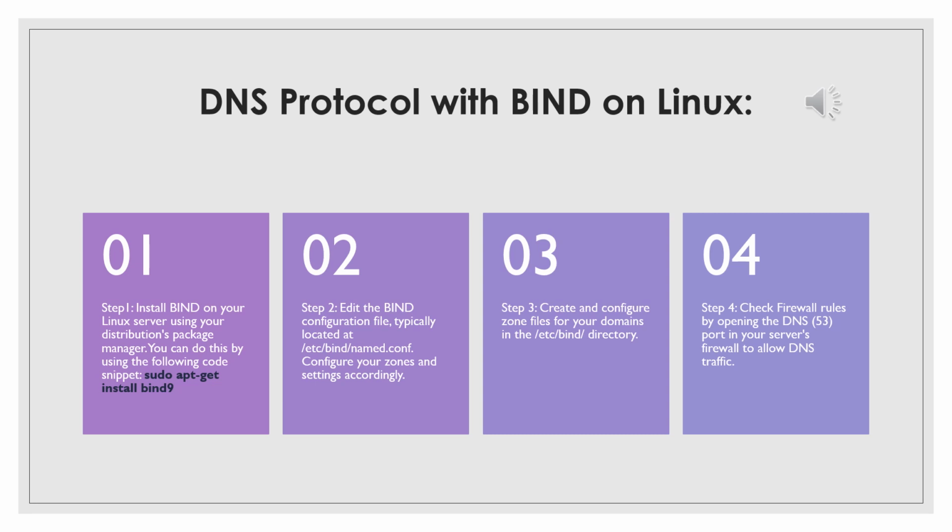Step 2. Edit the BIND configuration file, typically located here. Configure your zones and settings accordingly. Step 3. Create and configure zone files for your domains in the etc bind directory. Step 4. Check firewall rules by opening the DNS port in your server's firewall to allow DNS traffic.